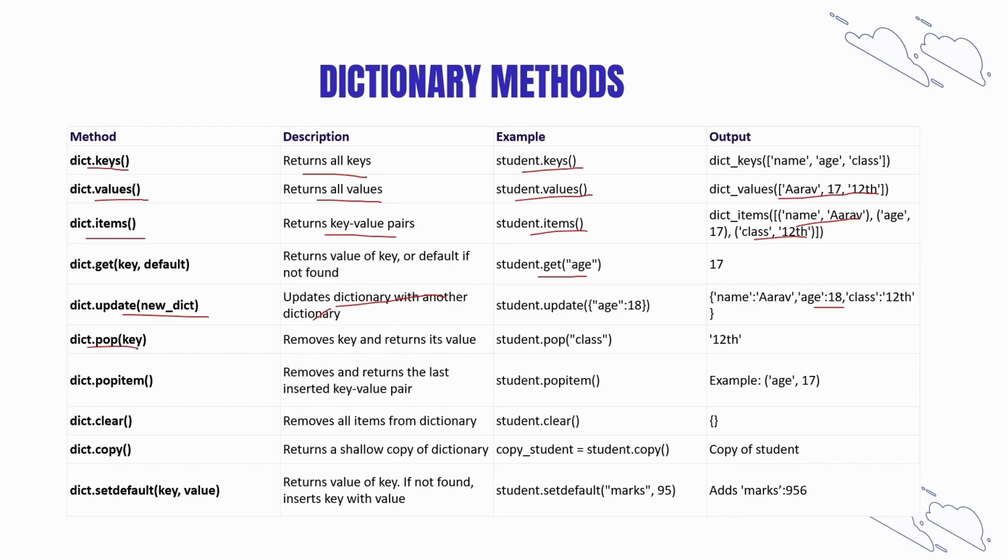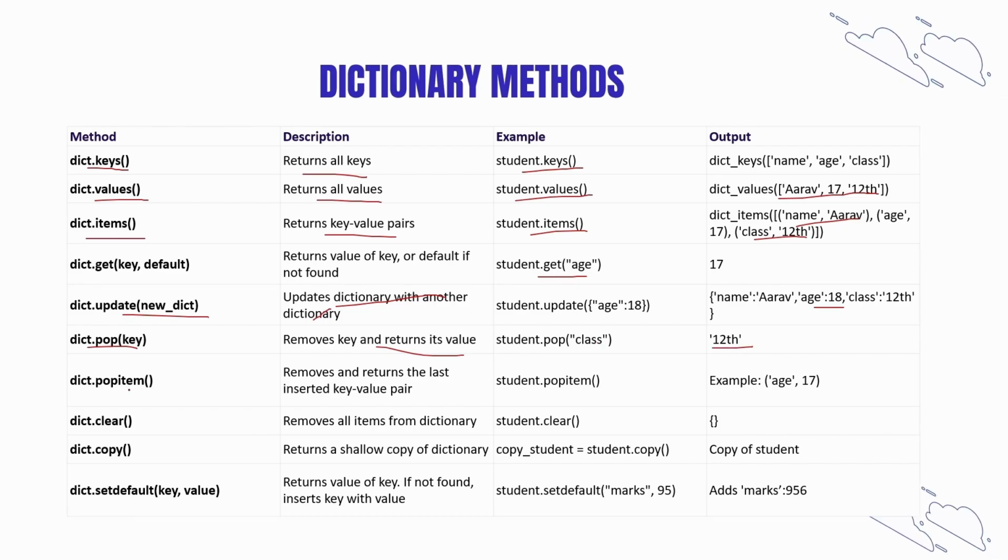Next I have dict.pop. So it removes the key and returns its value. So when I say student.pop class, it removes the key. So that key class would be removed from a dictionary, and when I print this, it would return me the value 12th, which is the value corresponding to this class.